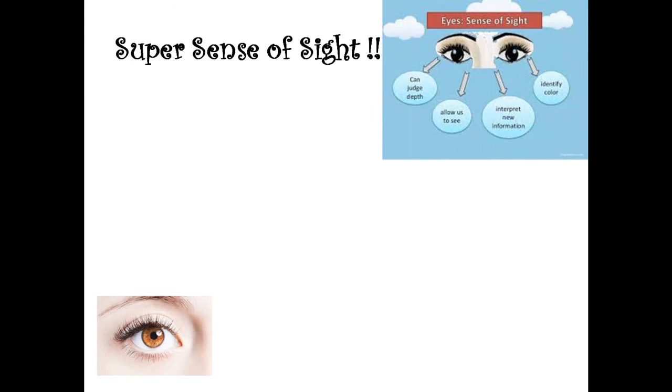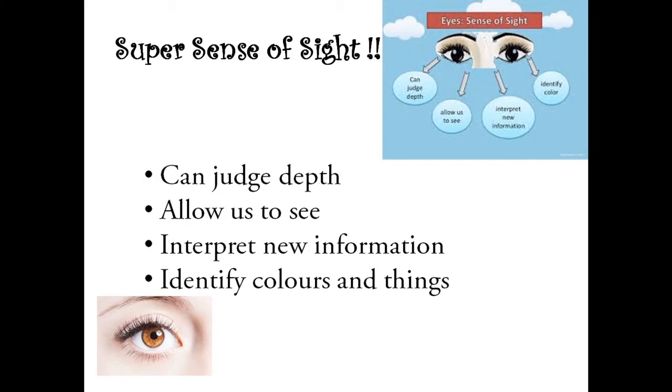Today we are going to learn about the super sense of sight. So eyes, why do we need eyes? Sense of sight, what is the use of that? We can judge depth, see, interpret new information, and identify colors and things. Is that right? We can identify everything around us using our eyes. Correct? Okay, let us see.